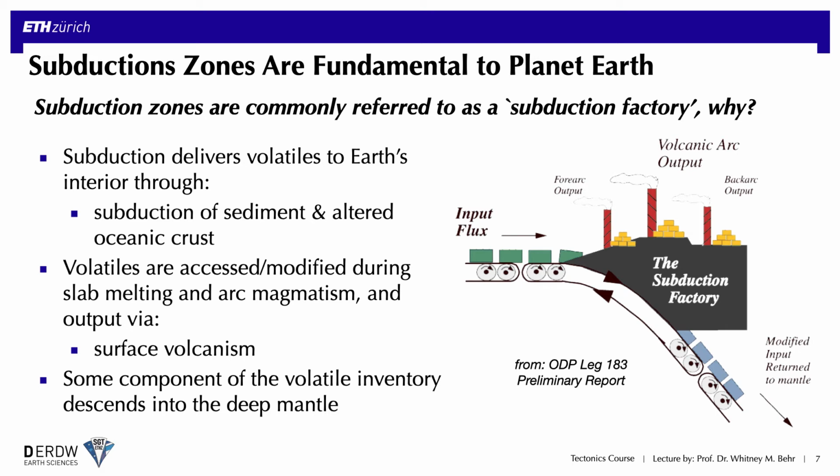But ultimately, some fraction of the input volatile budget is likely delivered eventually to the mantle, so is lost to Earth's surface. And you can imagine that understanding the volatile budget of this subduction factory is really essential to understanding the coevolution of different sectors of our planet, the lithosphere, the mantle, the hydrosphere, and oceans, and the atmosphere.